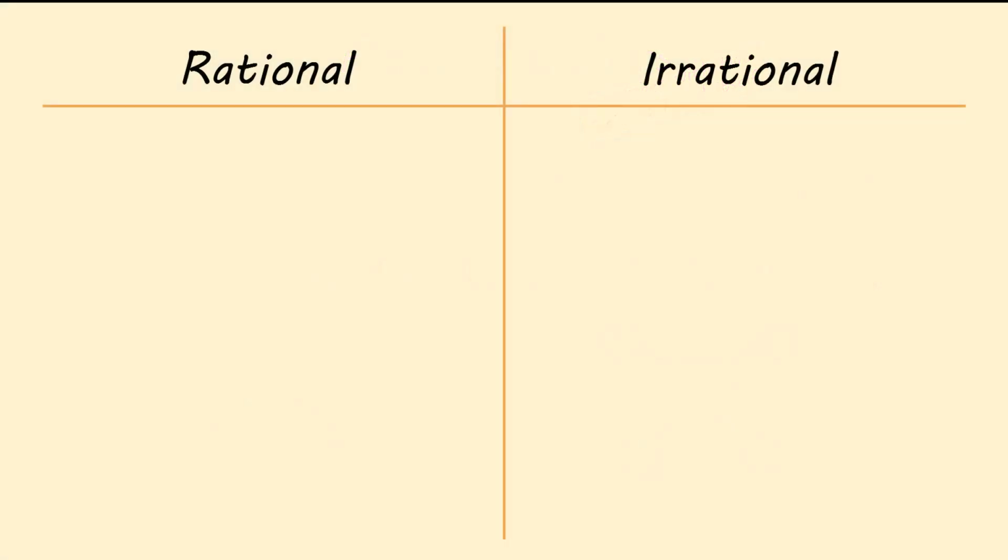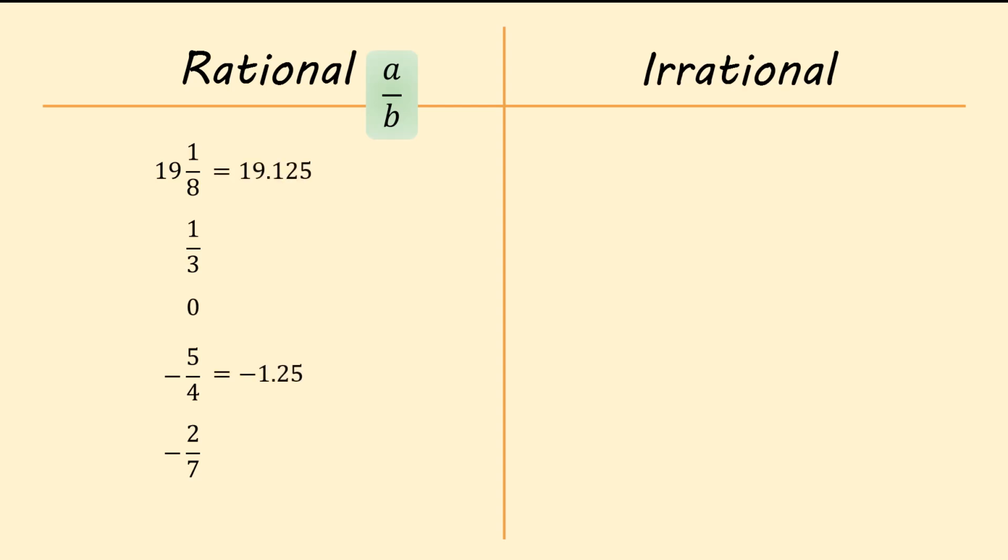Another way of looking at numbers is to categorize them as rational or irrational. Let's look at the rational numbers first. This is any number that can be expressed as a fraction of two integers, as long as the denominator is not 0. They can be positive, negative, or 0. And when converted to decimals, they are either terminating decimals or recurring decimals, which means that the pattern of decimals repeats.